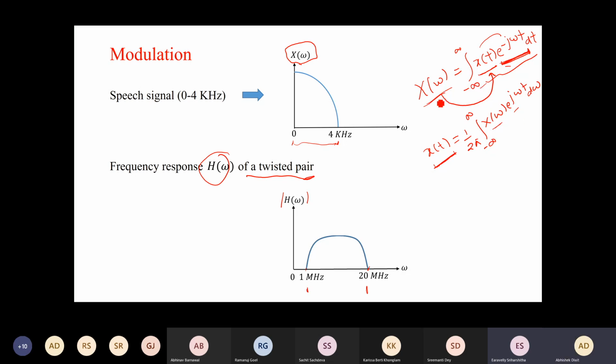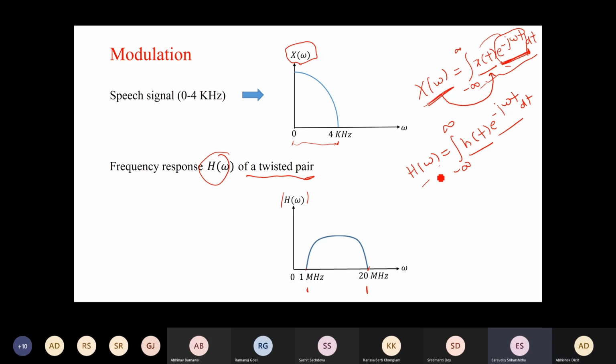So if you look at this equation, it simply means that X(omega) is the component of x(t) along this vector. Okay. Now I look at H(omega). H(omega) is what? H(omega) is the component of h(t) along this vector. The same equation.